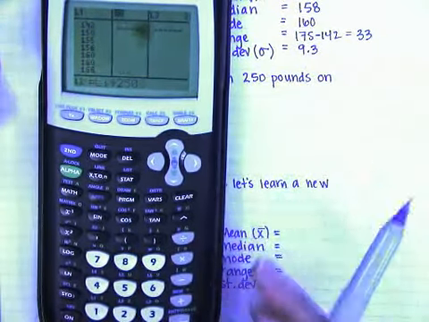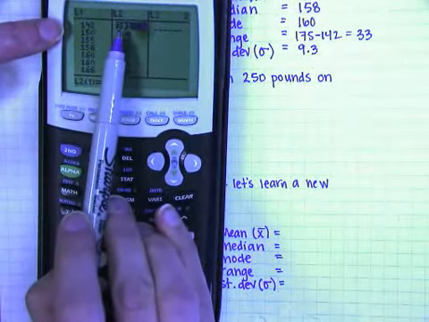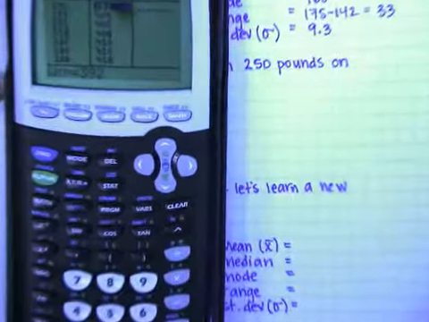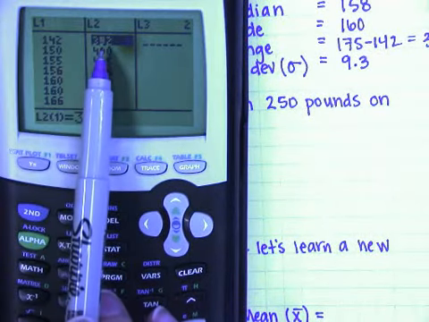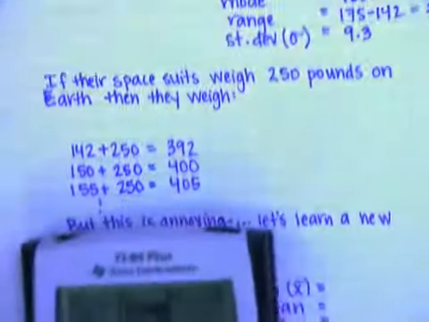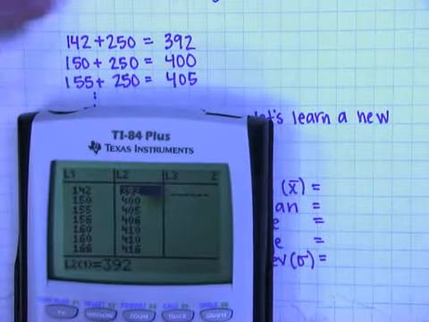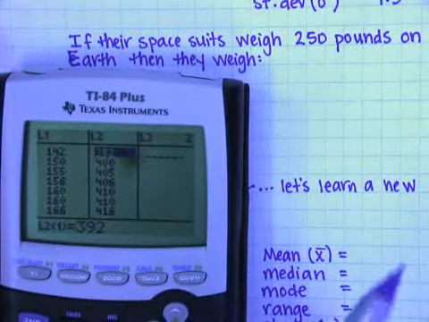So if I hit enter now, list 2 will give me all of my numbers plus 250. Notice, if I zoom in again so you can actually see it, that 142 plus 250 is 392. 150 plus 250 is 400. These are the same numbers that we were getting when we were doing it by hand, but instead of doing it by hand, it's one set of keystrokes. So one more time.